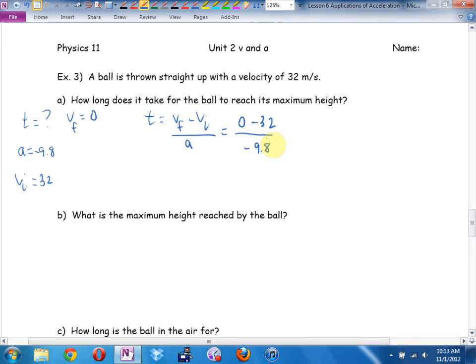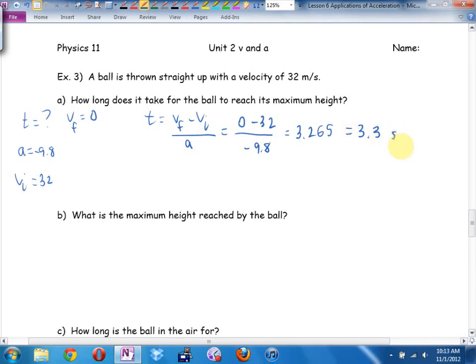Because since there's a part B and a part C, we're going to use time later on anyhow. So what do you get exactly? 3 point what? 3.265. What's after the 5? 3. Okay, so 3.265, and then we would go to 2 sig figs, approximately 3.3 seconds.